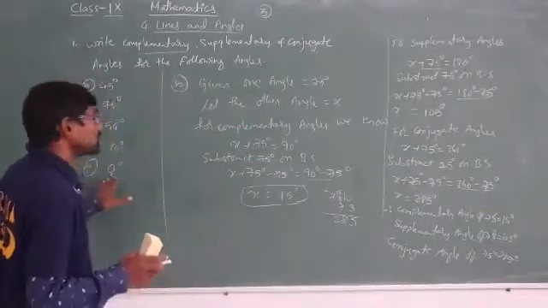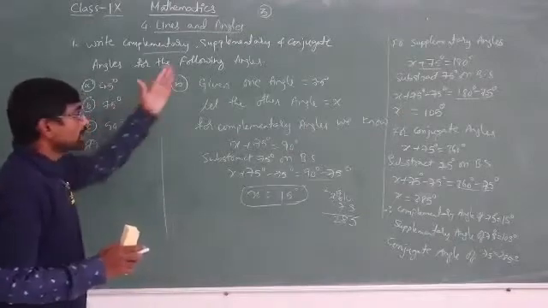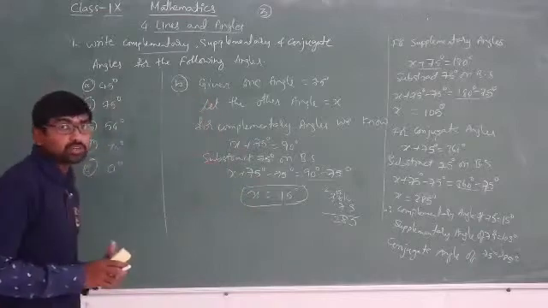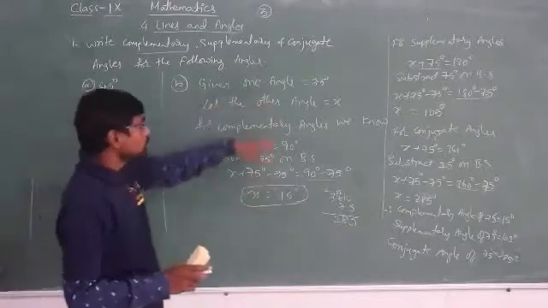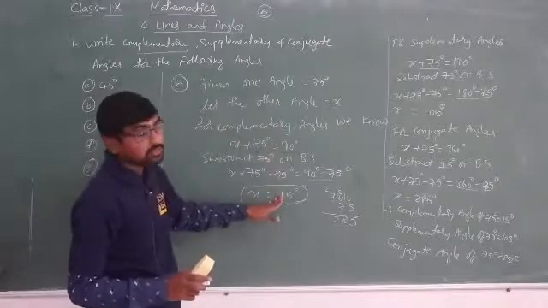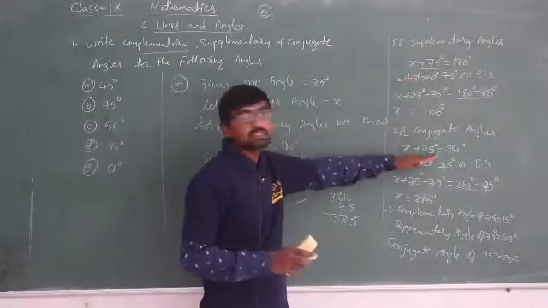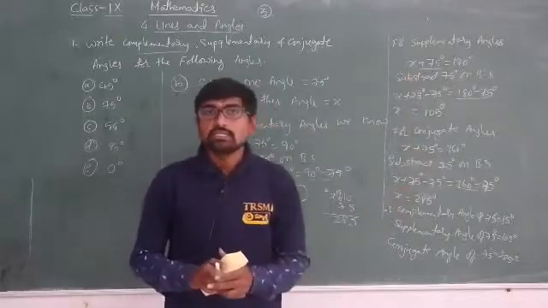So now if I ask you for 54, again you will be substituting 54 in the place of 75. If I take 90, here I will be getting 90 minus 90, I will be getting 0. Here 180 minus 90, I will be getting 90, and 360 minus 90, I will be getting 270.